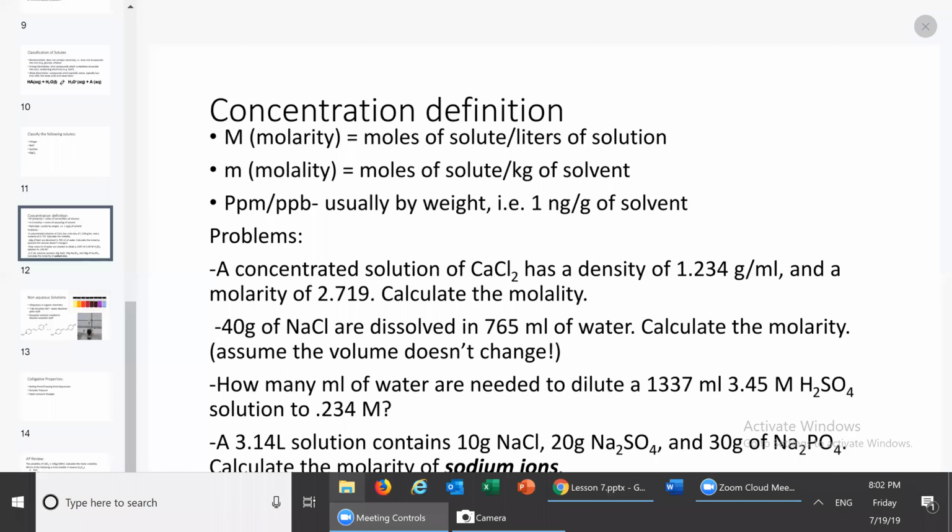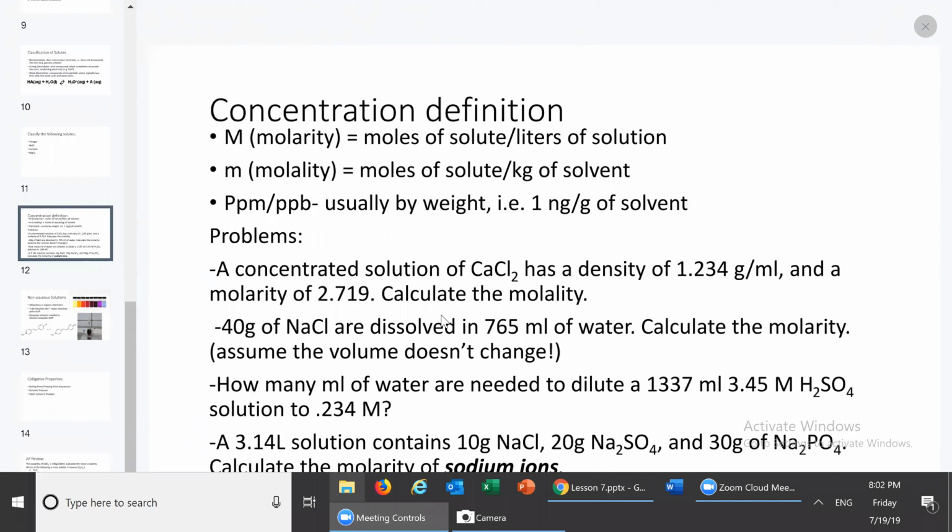I want to talk about some concentration definitions. So the most important one is definitely molarity. Molarity is represented by a capital M. Molarity is defined as the moles of solute per liter of solution.